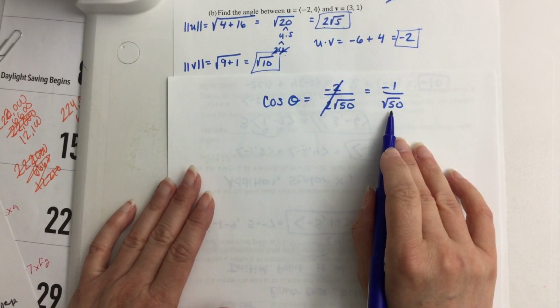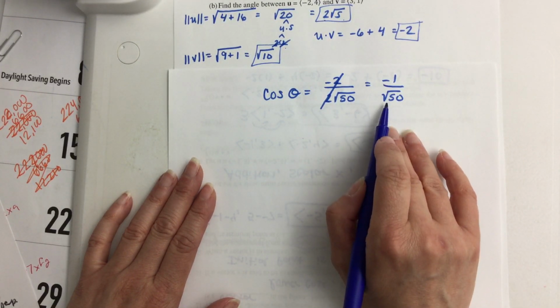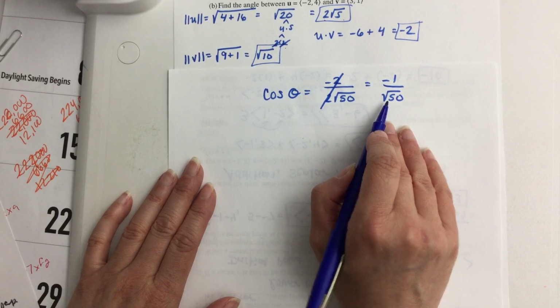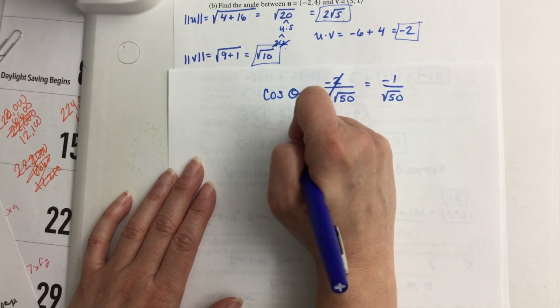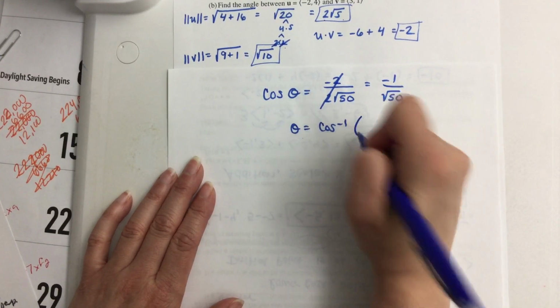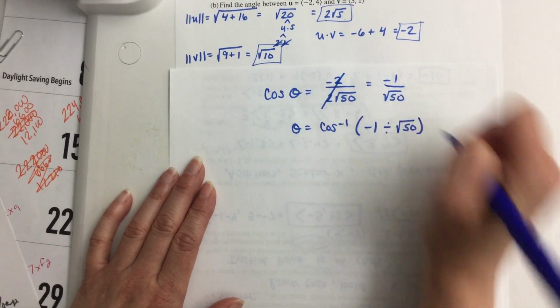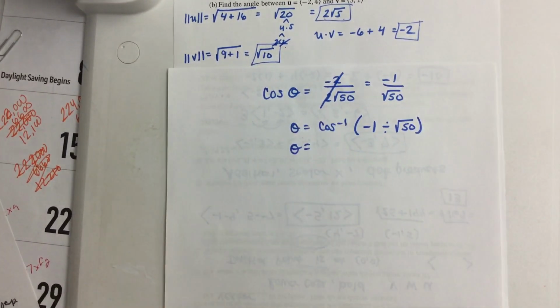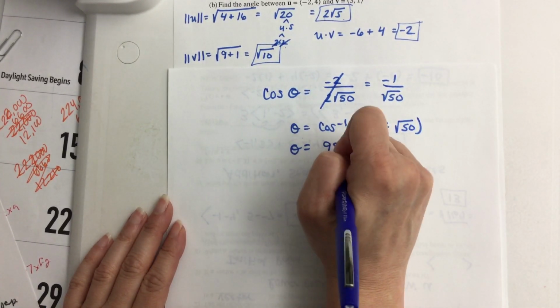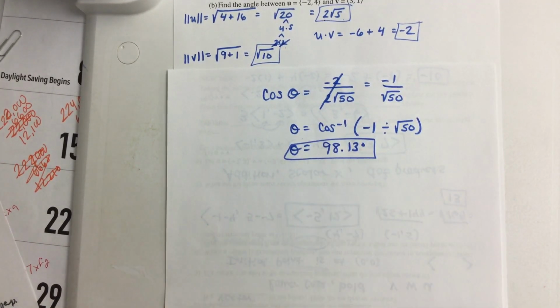Now, yes, we can simplify this, but it's going to be easier in your calculator to just put it in this way because this is not your final answer, so you don't have to worry about simplifying it. If I want theta by itself, I would take the inverse cosine to move it over here, open a parenthesis, -1 divided by the square root of 50. When you plug that in your calculator, again, make sure that it is in degree mode. You should find that it's 98.13 degrees. So again, it's between 0 and 180.